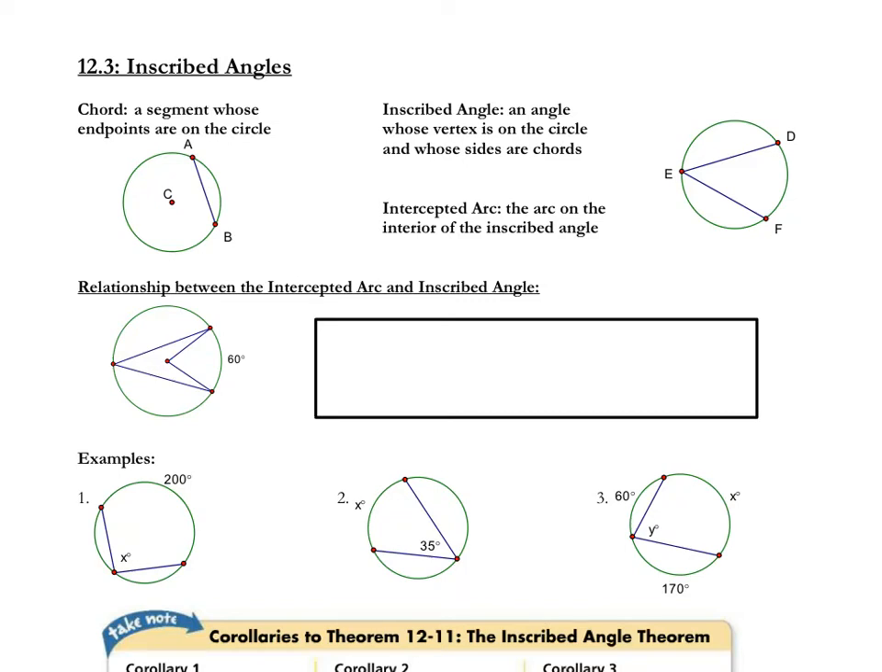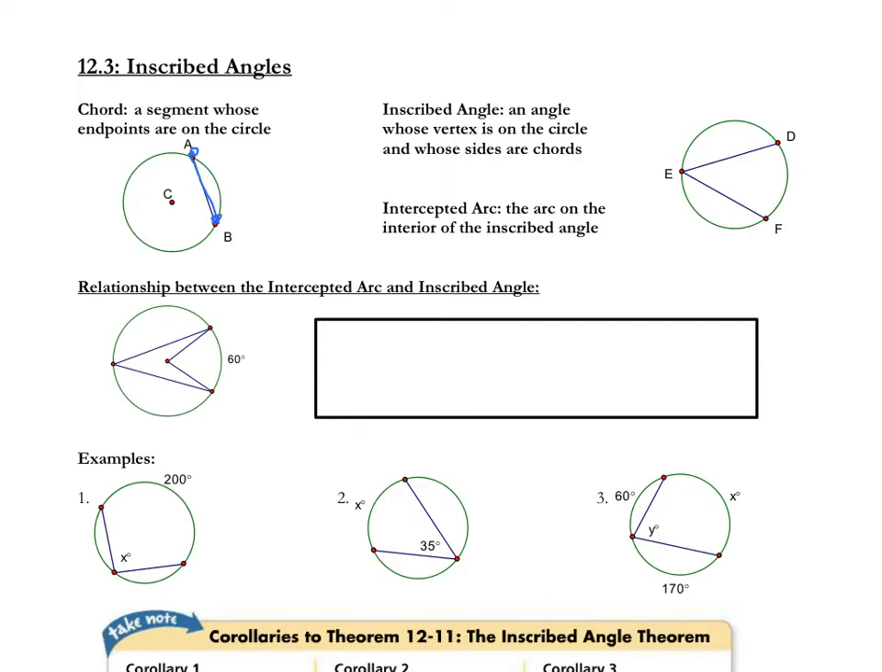Alright, so what we're looking at with this new lesson is what are called inscribed angles. Before we can talk about those, I have a new term for you. Chord. A chord is a segment whose endpoints are on the circle. So if we look at AB here, AB is a chord because the endpoints land on the circle.